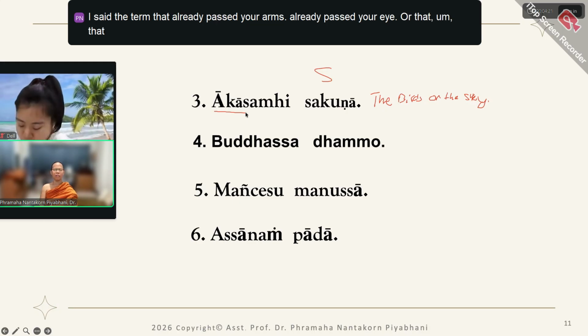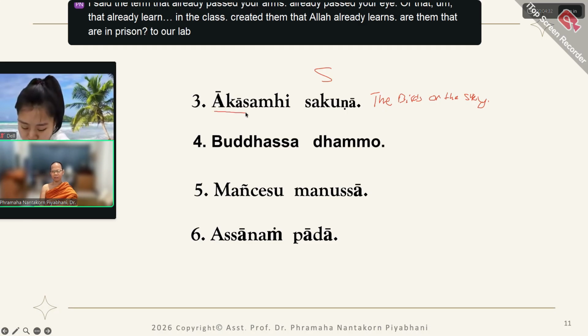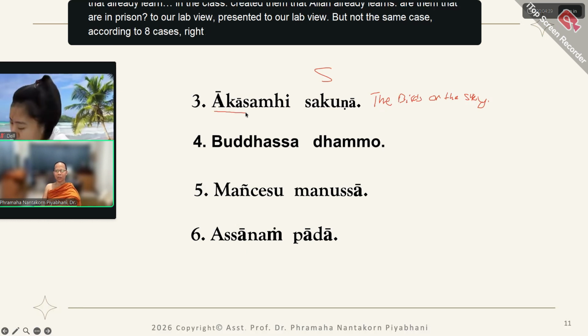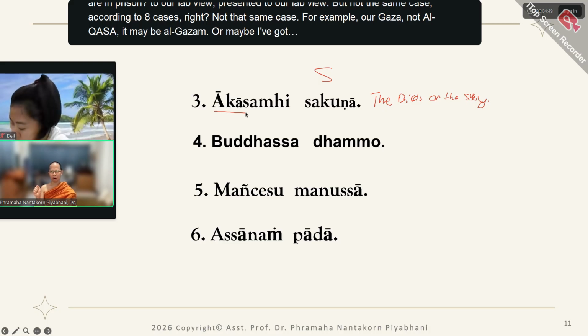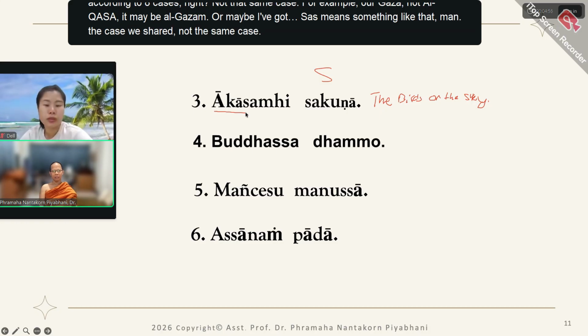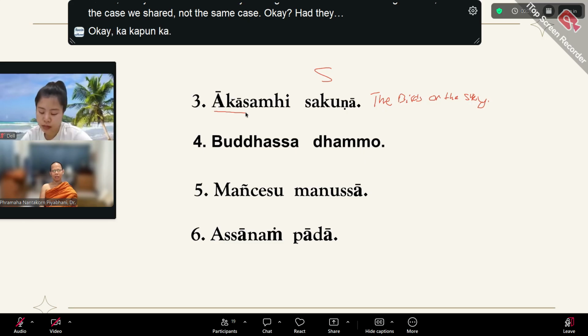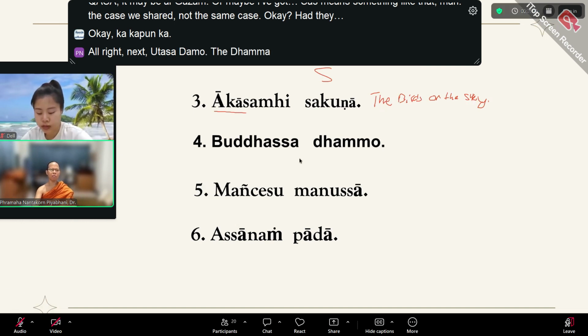Or the term that was already learned in the class, or the term that was already presented to all of you, but not the same case according to the 8 cases, right? Not that same case. For example, agasa, not agasamhi, maybe agasam, or maybe agasasma. Something like that. The case we change, not the same case. Okay.